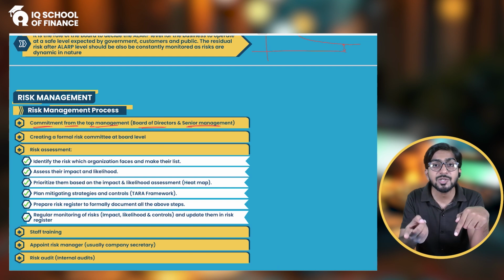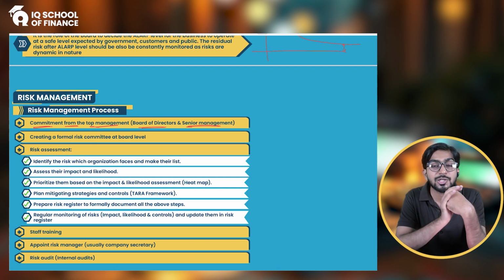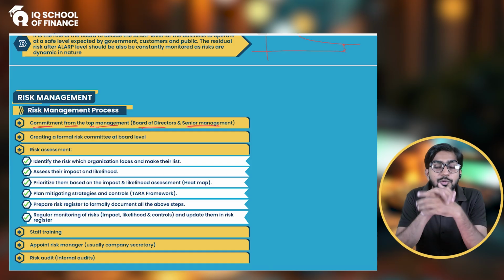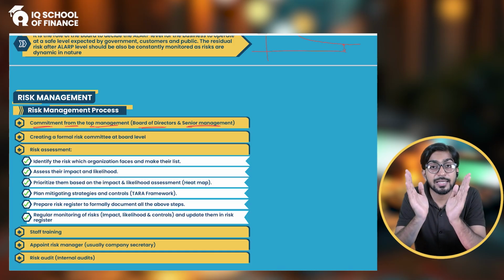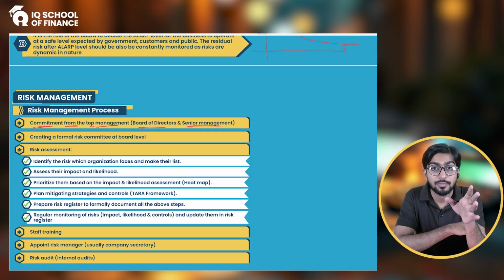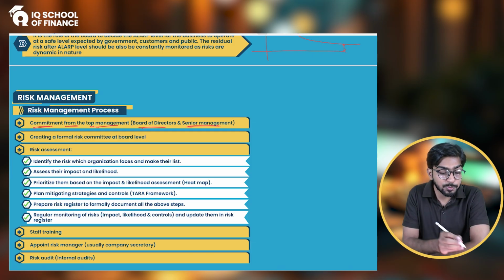If the top management is not following the risk management procedures, strategies, or approaches, do you think that they will take this thing seriously? No chance. That is why the commitment from the top is very, very important. Understood? Now let's move forward.